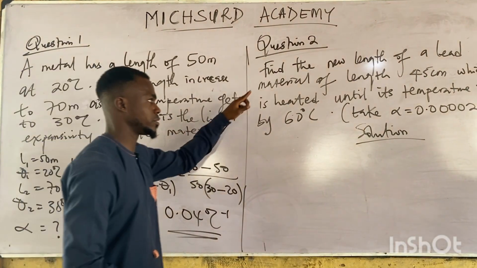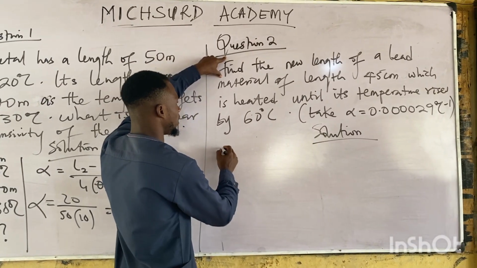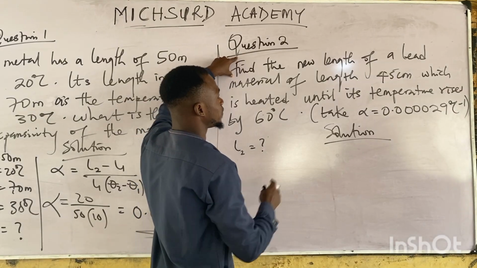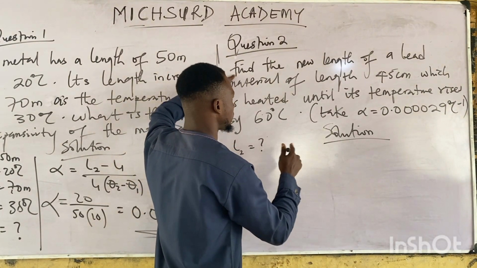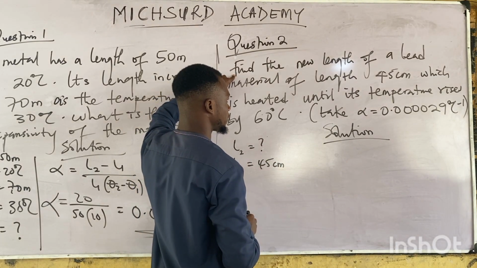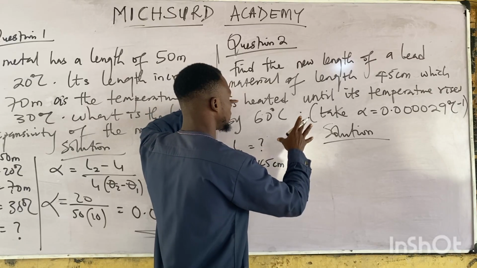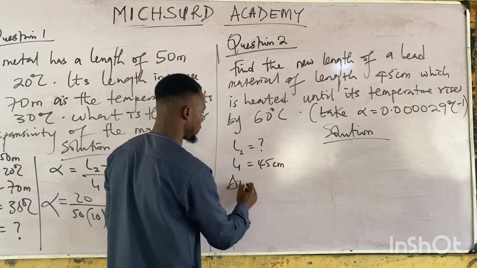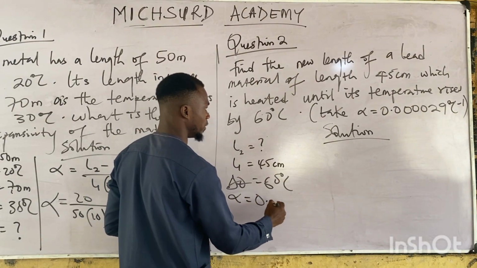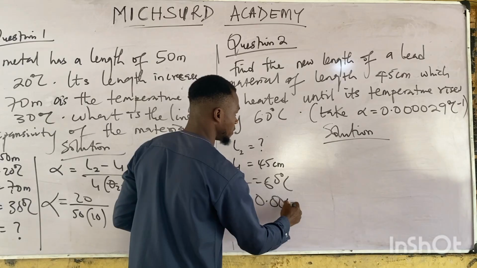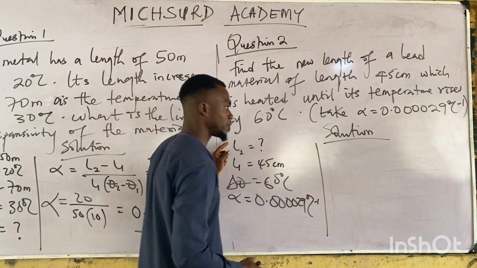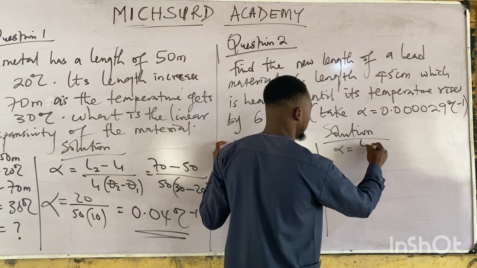So let's see what the next question says. It says find the new length. So we are looking for the new length, which is L2. So if a lead material of length 45 centimeters has been heated until the temperature is raised, so the change in temperature is 60 degrees Celsius, and we have the linear expansivity given as 0.000029 per degree Celsius.